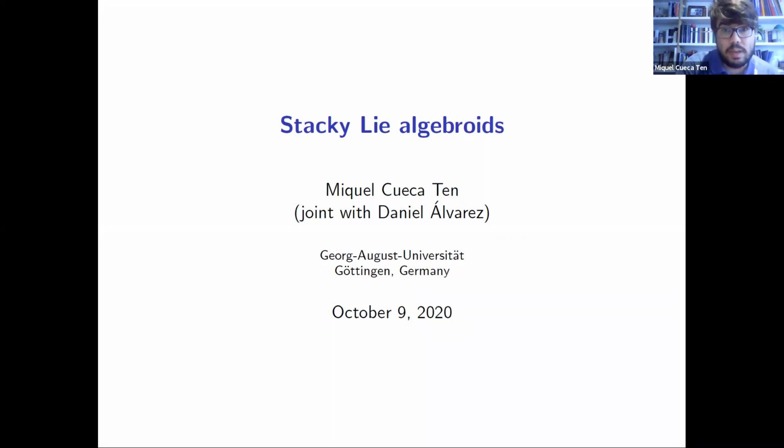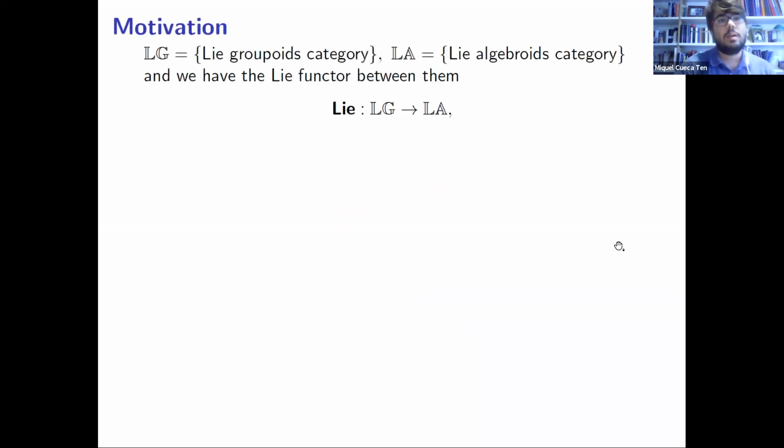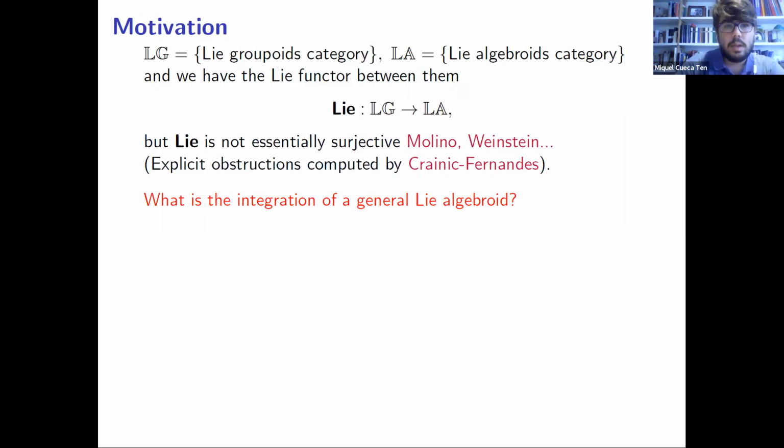So what I want to talk about is these Stacky Lie algebroids. And let me just start with a motivation. So recall that you have the Lie groupoid category and the Lie algebroid category, where objects are Lie groupoids or Lie algebroids, and morphisms, Lie groupoid morphisms or Lie algebroid morphisms. And between these two categories, we have this Lie functor that, given a Lie groupoid, associates to it its Lie algebroid. And then it is well known that this Lie functor is not essentially surjective.